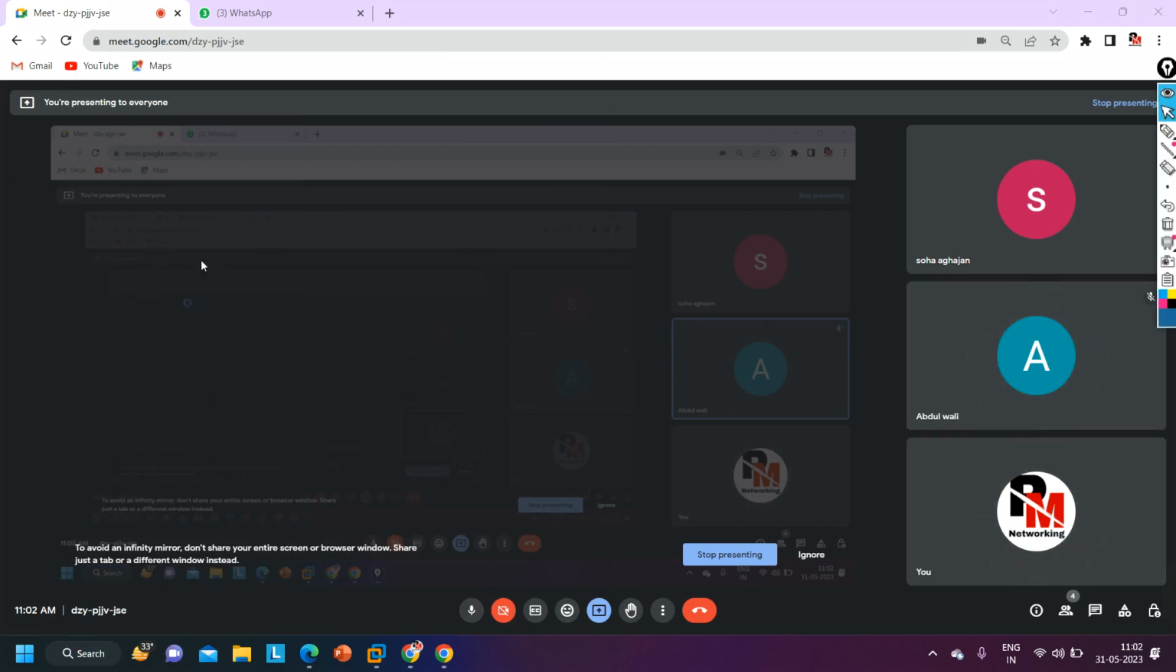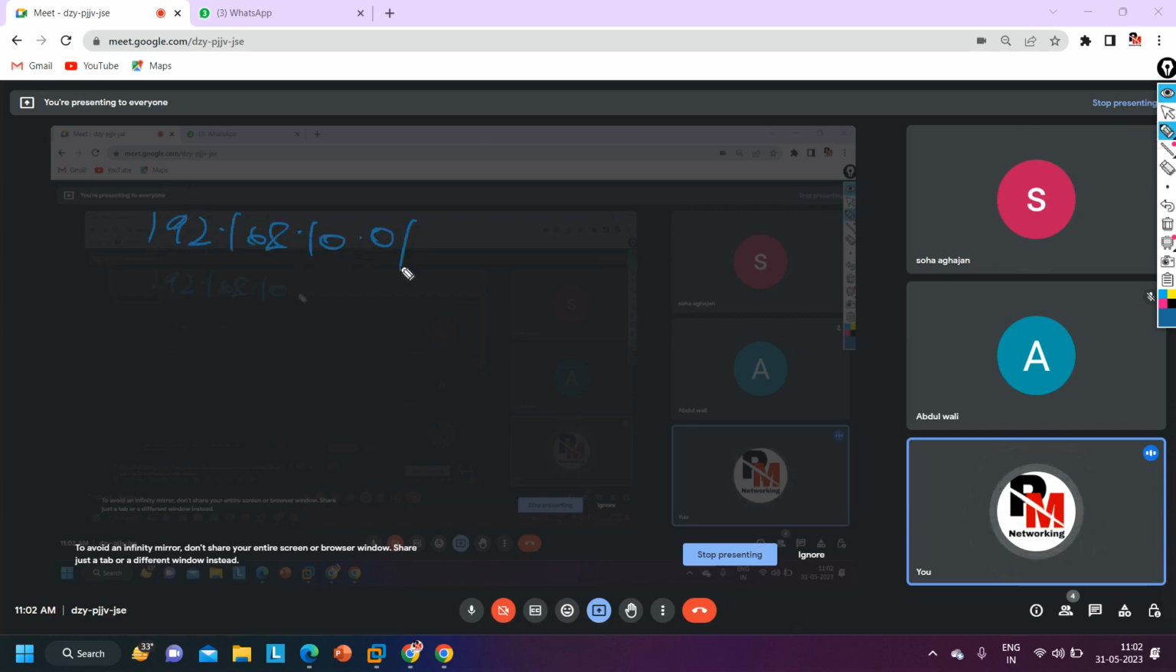By default, in a class C network, let's say I have the network 192.168.10.0/24. What is slash 24? This is the CIDR value, classless inter-domain routing. It tells you how many network bits and how many host bits there are.